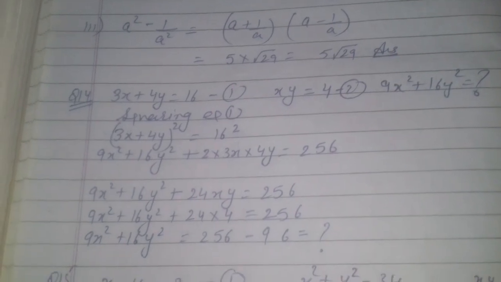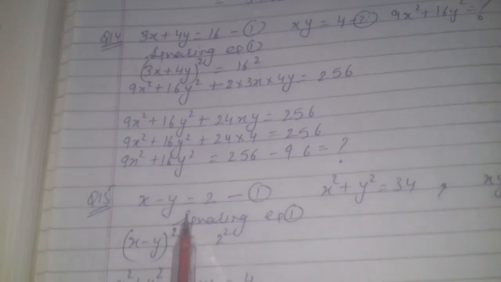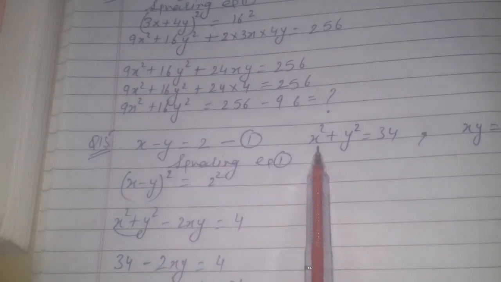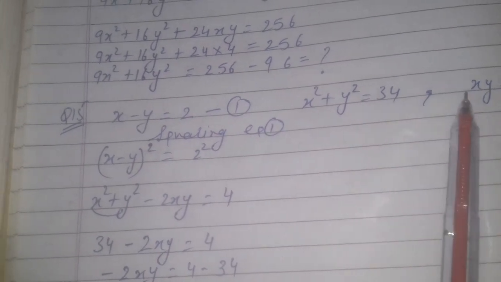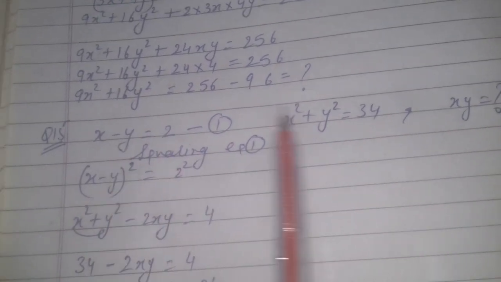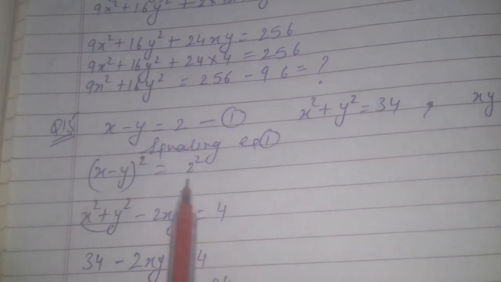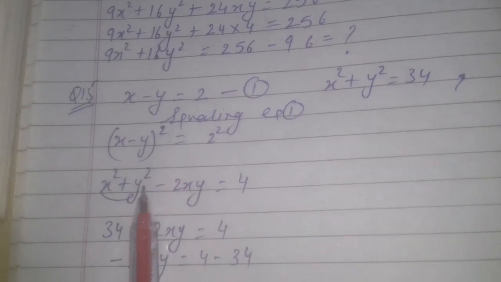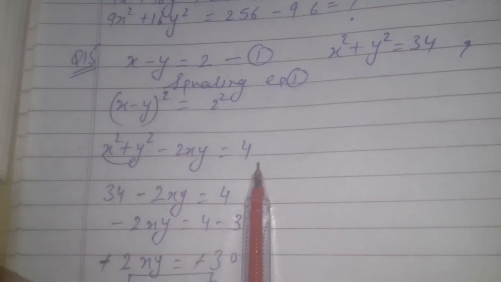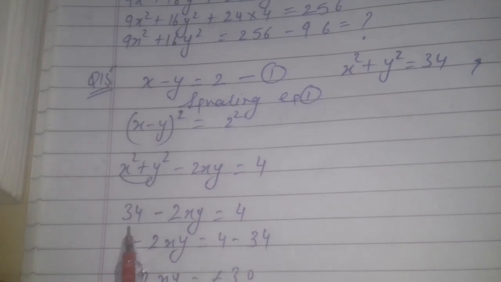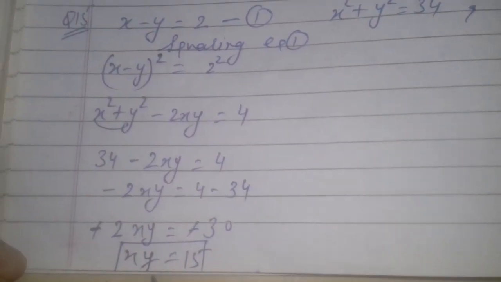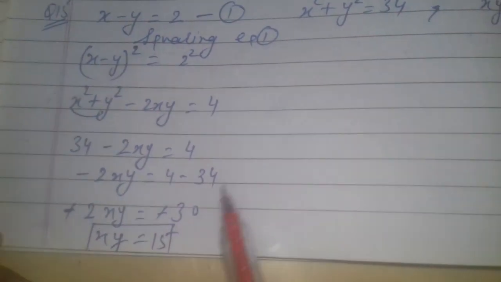15th question, this is given to you again and this is also given xy. So simply they are related with a minus b whole square, that is a square plus b square minus 2ab is equal to 4. Now replace the values. This is given to you. From here xy is equal to 15.